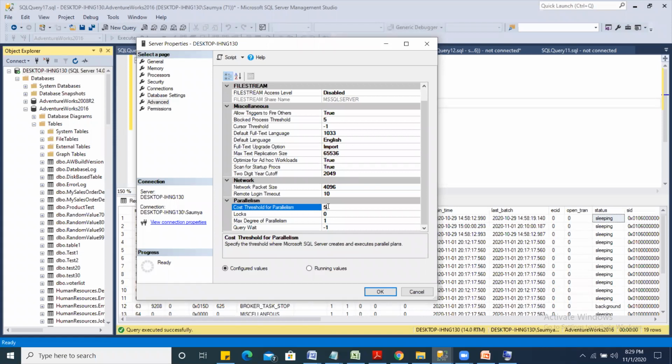But we should not encourage this idea always. We should not allow all queries to qualify for parallel execution. We should not allow all query plan generation to be parallel. So for that, we control and optimize this value. We optimize it so that if the cost for any query goes beyond 20 or 25 or 30, then only its parallel plan should be generated. That is what the cost threshold of parallelism says.